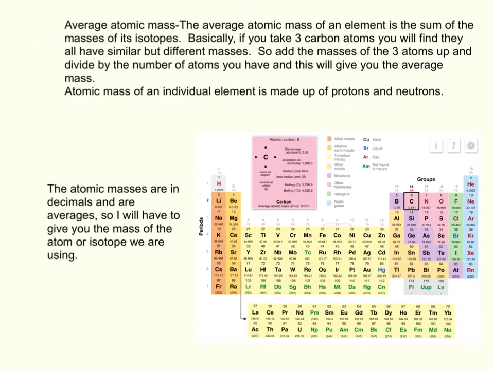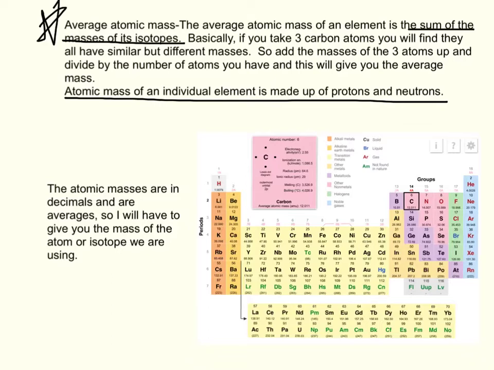Okay, let's look at average atomic mass. Here, there's my little star. The average atomic mass of an element is the sum of the masses of its isotopes, and we'll talk about what an isotope is. But basically, the atomic mass is made up of protons and neutrons, and if you took like 3 different carbon atoms, they would not all weigh the same. One might weigh, let's say, 11.2, one might weigh 12.1, one might weigh 13.8. You take them and you average them, and this 12.011 that you see down here, that's an average for all of the atoms that they found. That's about what they weigh. That doesn't mean that every single one's going to weigh that.